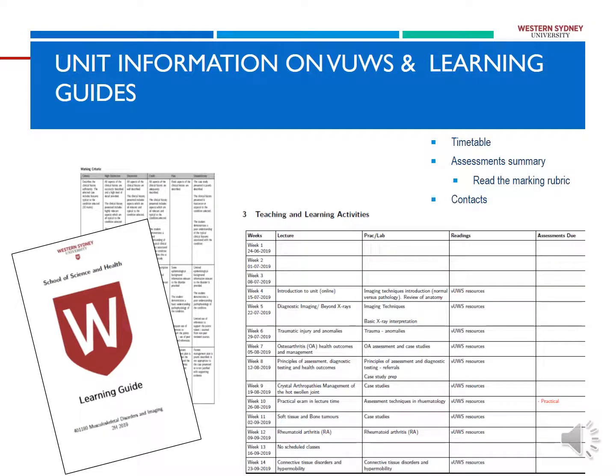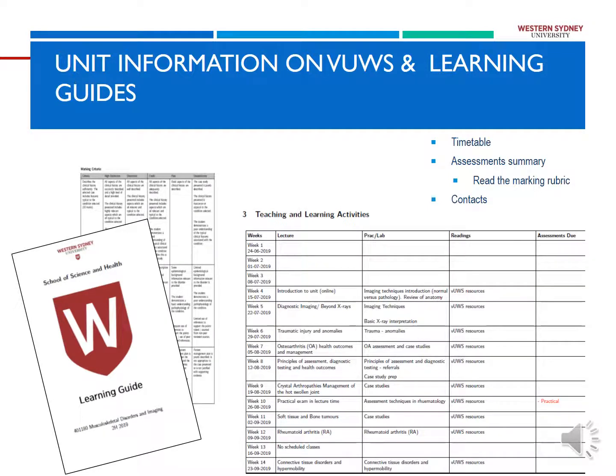In terms of your assessments, we do provide practice questions as well as some exemplars for the case study. The learning guide also provides you your contact details. Now there may be some additions to your contacts, so different lecturers as we get different people in to speak, and these will be added to your VIEW sites as we develop through the unit. So again, very important to look at your timetable.